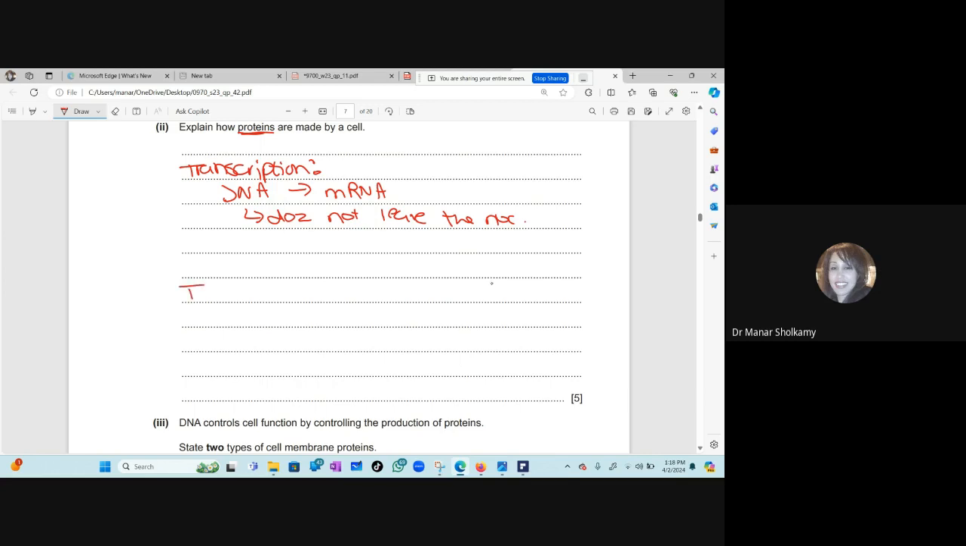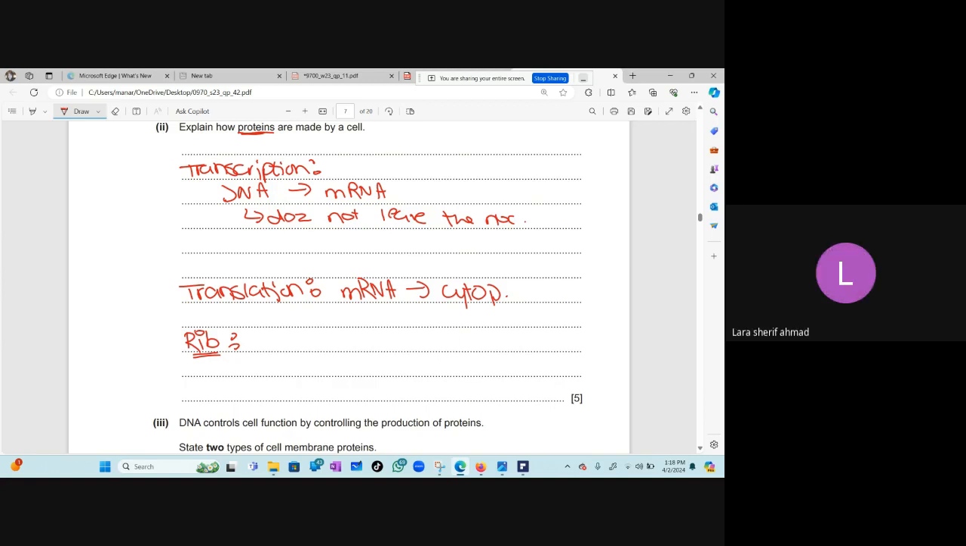What is the second step? You said translation. What happens in translation? Messenger RNA moves to the ribosomes through the cytoplasm. Correct. It will go out into the cytoplasm. It will attach to our ribosome. And what will the ribosome do?